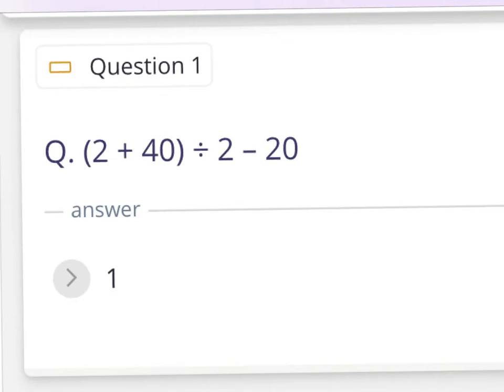So we're going to begin with P, parentheses, right? When you go inside the parentheses you have the 2 plus 40, so that is 42. And let me rewrite the rest. Bring down the division, the 2, the minus, the 20. So after P, we have E, exponents, and there is no E for exponents.